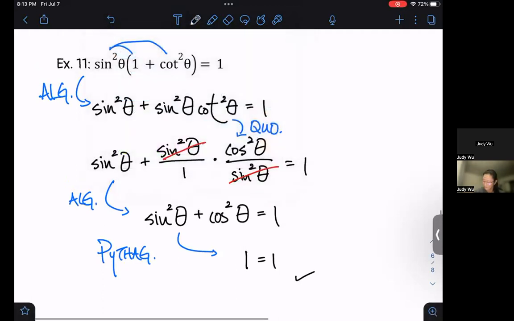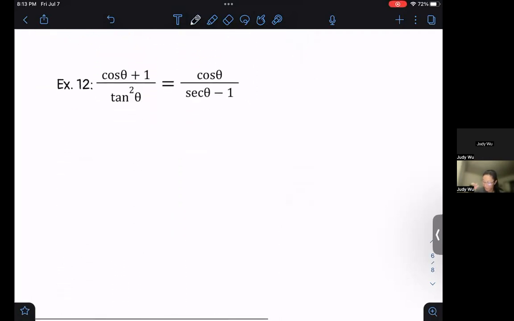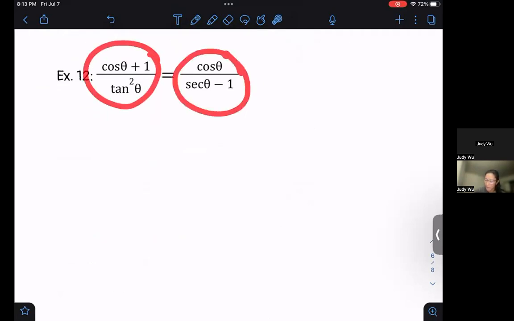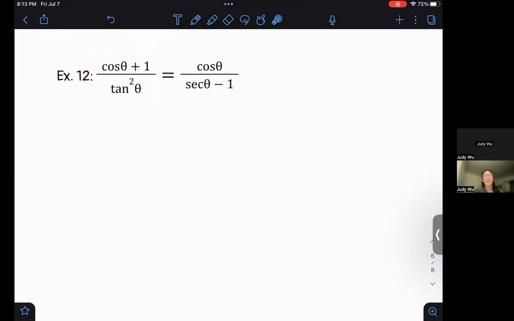Let's try number 12. All right, so this looks a little bit messier, but I noticed that I have a tangent squared on this side, and then over here, I have secant theta minus 1, all right? So here's what I'm going to do. I'm actually going to work with the right-hand side in this case.